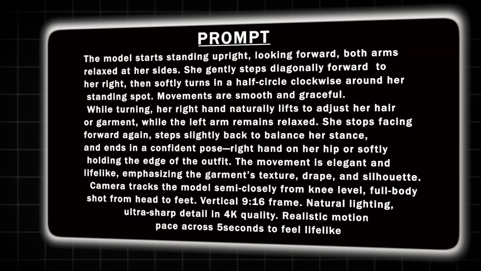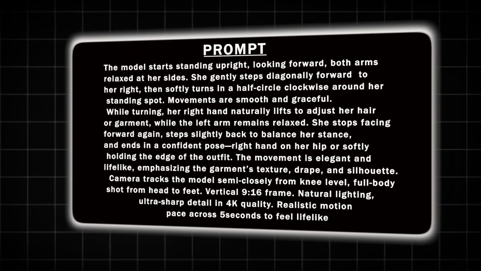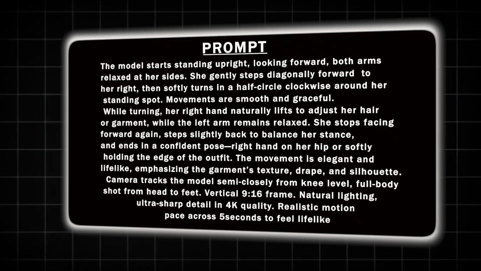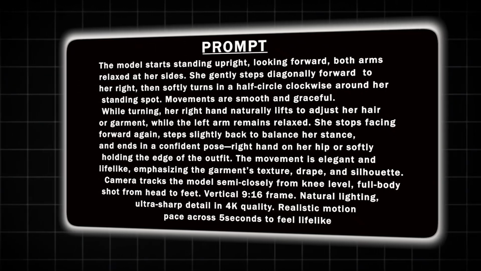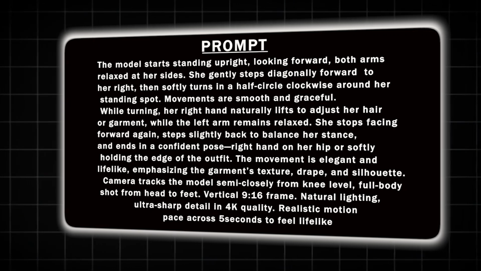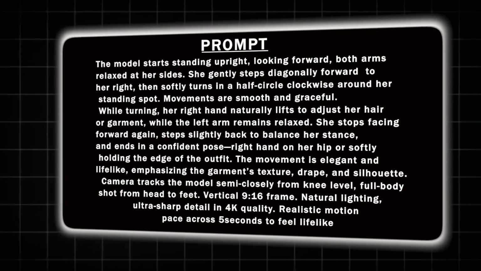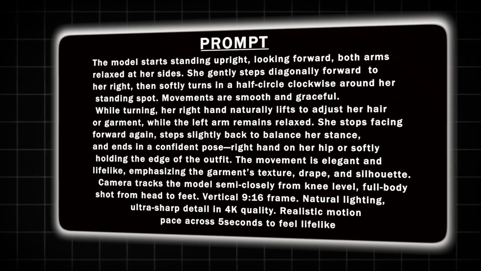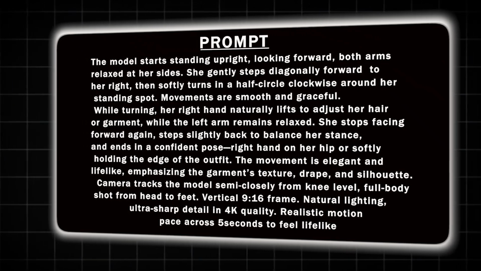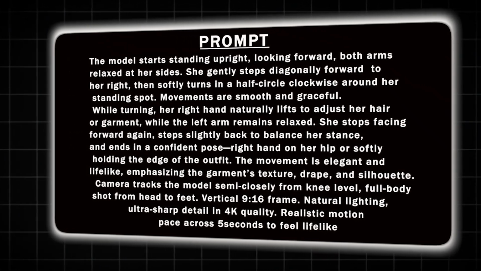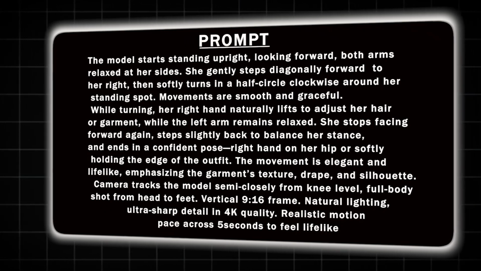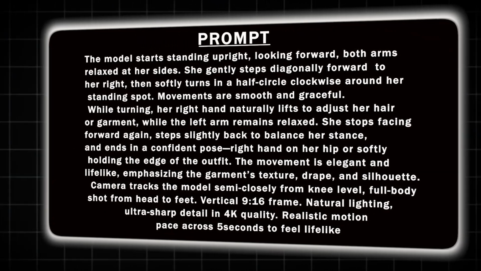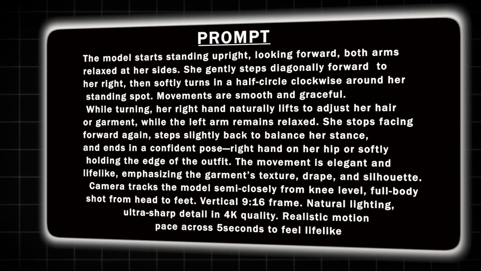Example prompt. The model starts standing upright, looking forward, both arms relaxed at her sides. She gently steps diagonally forward to her right, then softly turns in a half-circle clockwise around her standing spot. Movements are smooth and graceful. While turning, her right hand naturally lifts to adjust her hair or garment, while the left arm remains relaxed. She stops facing forward again, steps slightly back to balance her stance, and ends in a confident pose, right hand on her hip or softly holding the edge of the outfit. The movement is elegant and lifelike, emphasizing the garment's texture, drape, and silhouette.